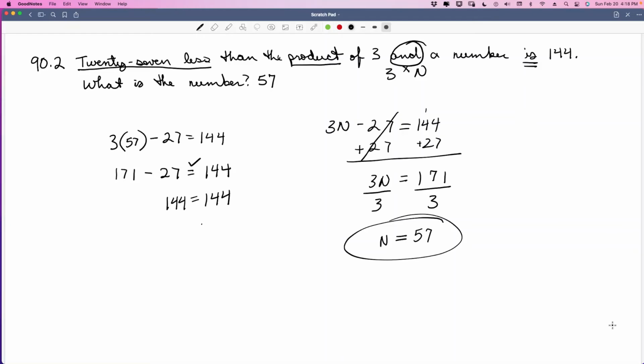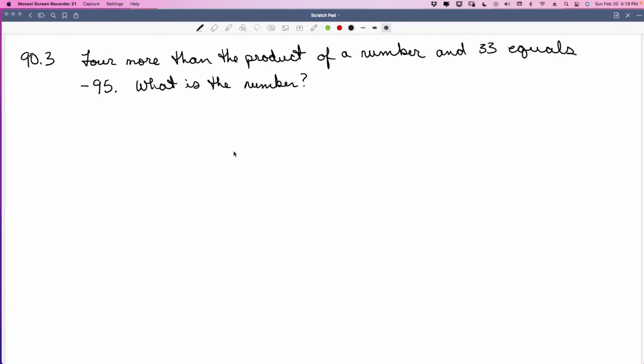So let's do 90.3. All right, so 90.3 says 4 more than the product of a number and 33 equals negative 95. So it said equals instead of is, so we already have that. So we know that something is going to equal negative 95, right? Because we got that from this and this. So now let's look at the rest of it. 4 more implies that we're going to add 4 at some point. And when we see 4 more than the product of, we know that that's multiplication.